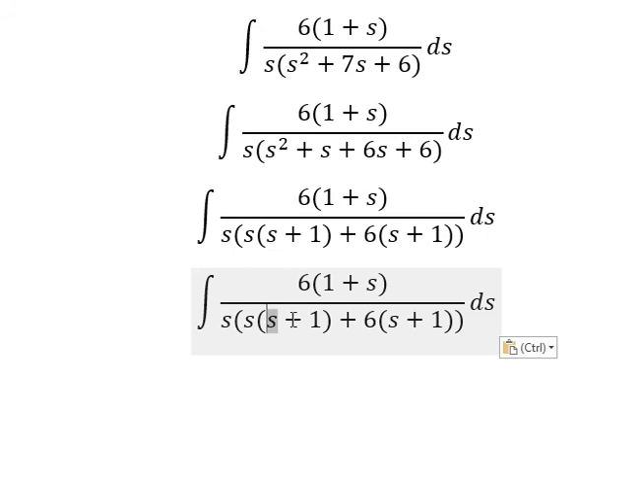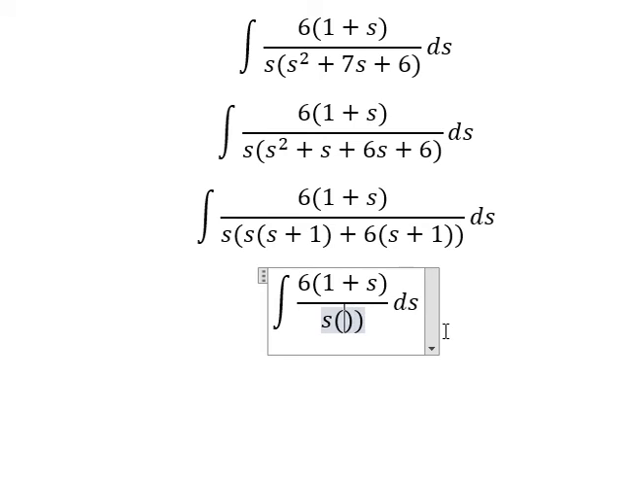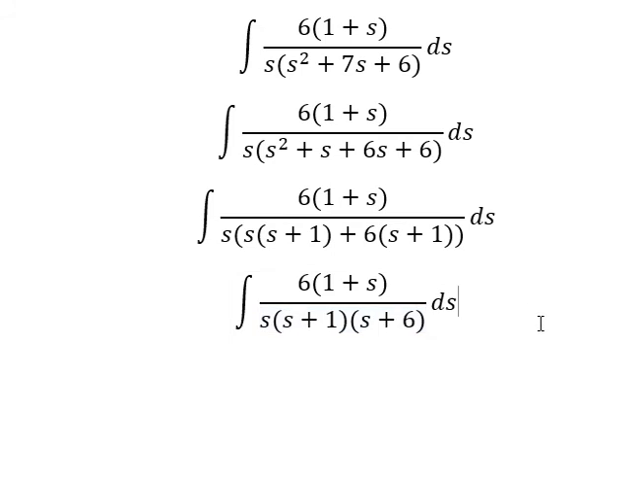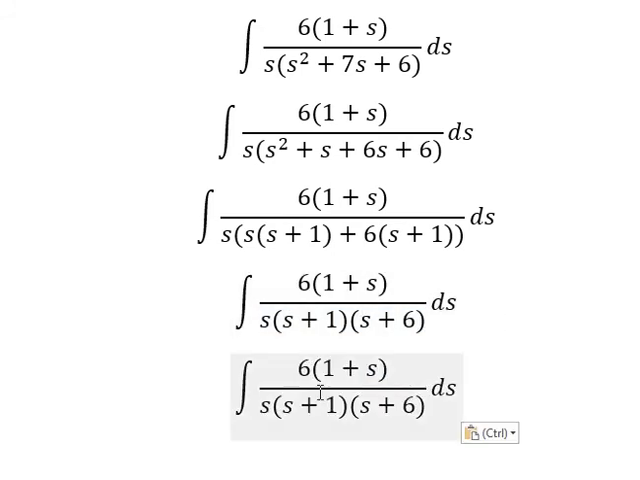So we have s plus 1, s plus 1. We can do another factorization. Now we can simplify 1 plus s on the numerator and denominator.